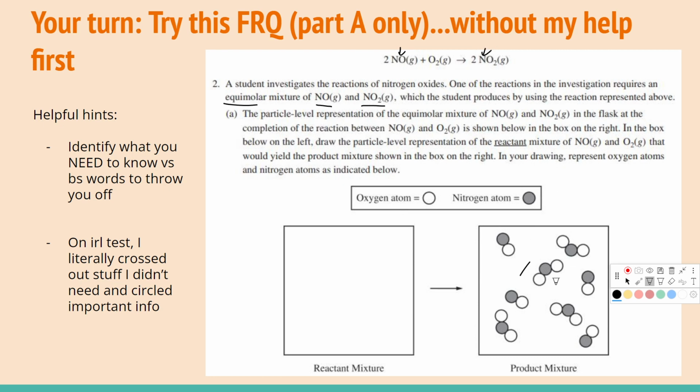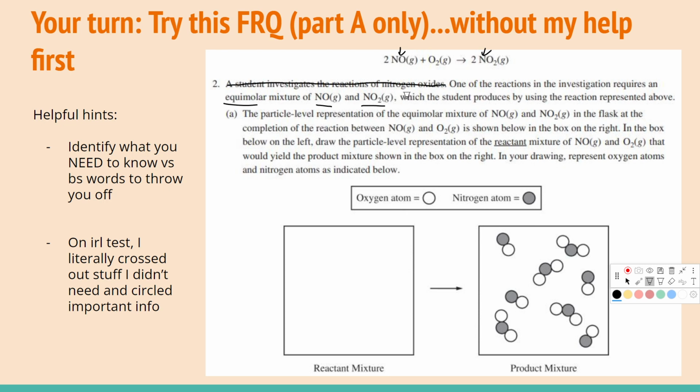And if I look at this picture, I can notice that I have 1, 2, 3, 4 of the, let's see, what is this? NO2, and then 1, 2, 3, 4 of the NO. So that is indeed true, just based off that. And then it produces by using the reaction above. So we're looking at that reaction. So do I need any information on here? I guess the equimolar part, but I could have easily counted that out.